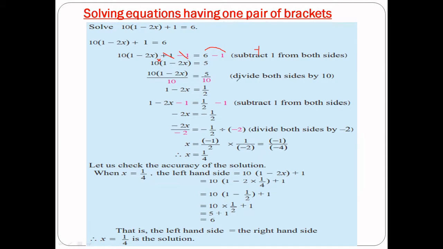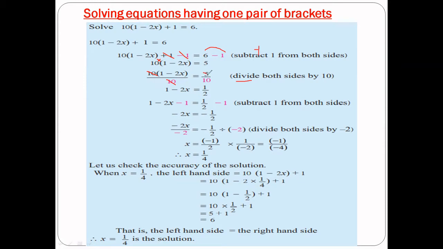Inverse of multiplication is division. So you can divide by 10. Divide both sides by 10. Then you can cancel this 10 with this 10. Then 1 minus 2x in the left hand side remains. No need to put this bracket now. Do we want to put this bracket now? No, because there is no common factor here. So not to put brackets.